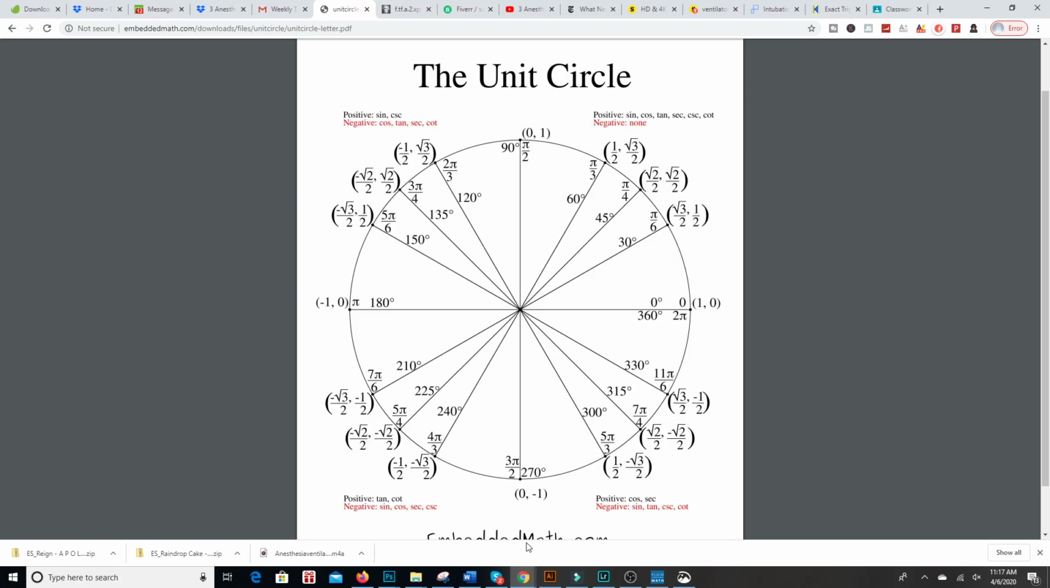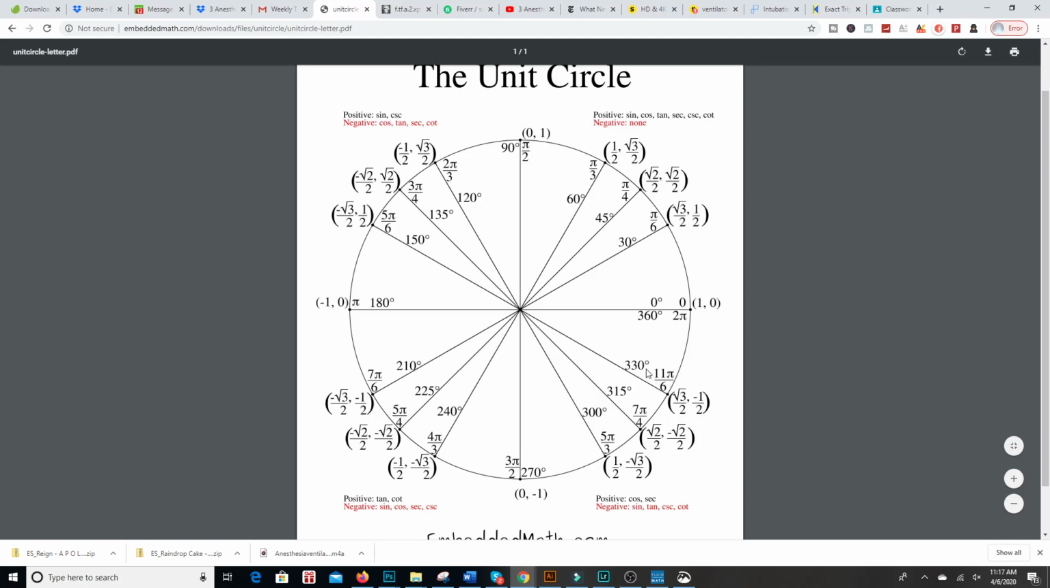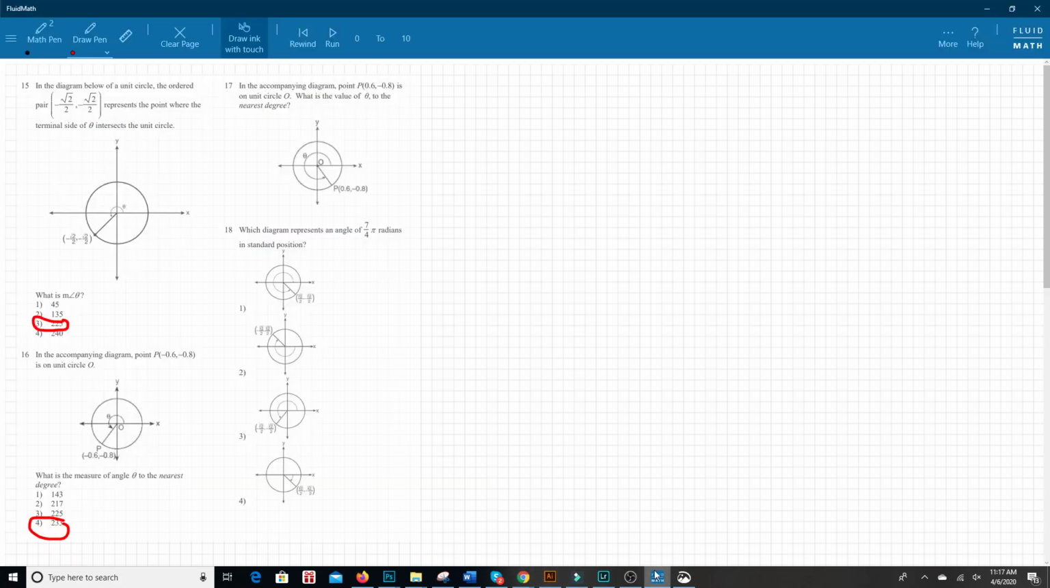All right, so we're going to look at this. Let's look at the coordinates. I'm thinking it's going to be between 300 and 315 degrees. So let's go back. Oh, this is a multiple choice question. It's going to be slightly more than 300, but less than 315.